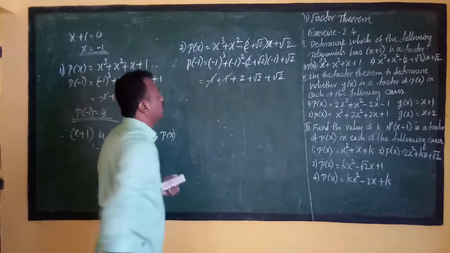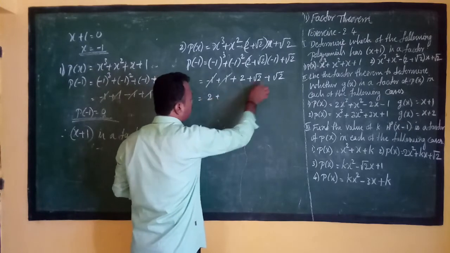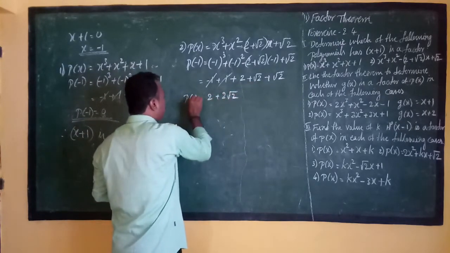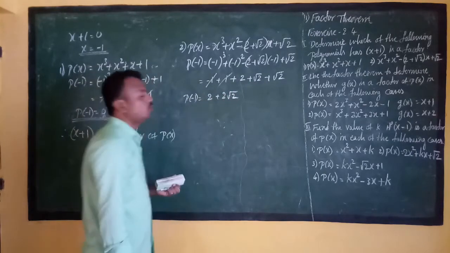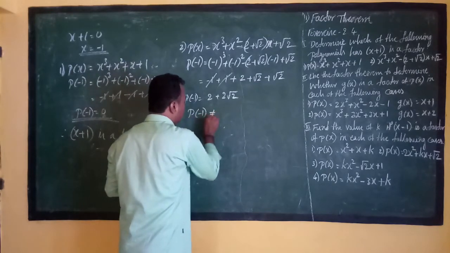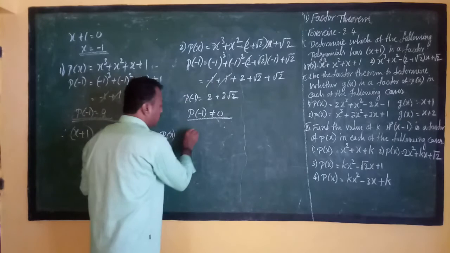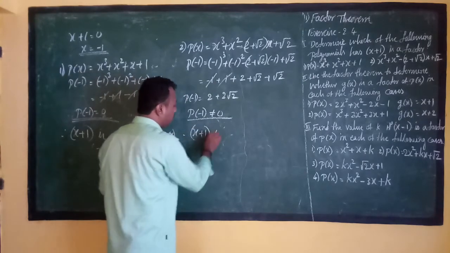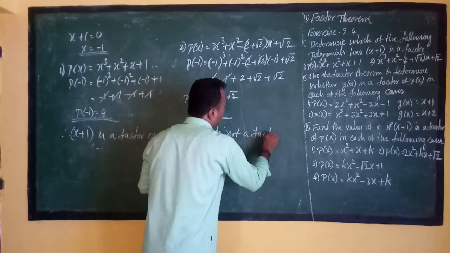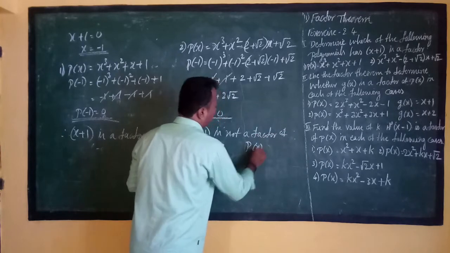Minus 1 plus 1 get cancelled. So remaining here 2 root 2 plus root 2, 2 root 2. So P of minus 1 is equal to 2 plus 2 root 2, but P of minus 1 is not equal to 0. Therefore, x plus 1 is not a factor of P of x.